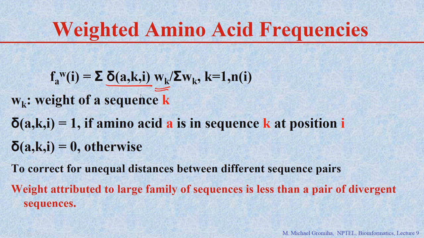Wk is the weightage of a sequence K, and delta AKI equal to 1 if the amino acid A is in the sequence K at position I. If it is not, then you put 0. The K goes from 1 to the number of sequences. Why do we need this weightage? We also give preference to some specific amino acid residues. Threonine 6 times and 4 hydrophobic residues is different from threonine 6 times and serine 4 times. So, similar types of residues can have more score. In this case we give weightage.